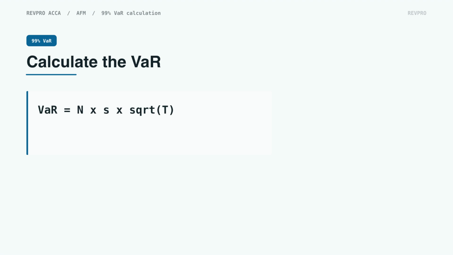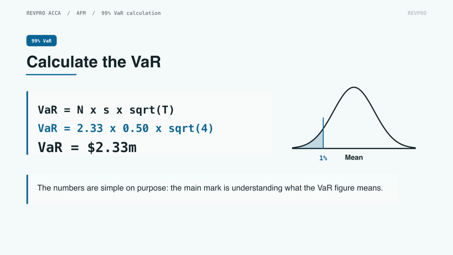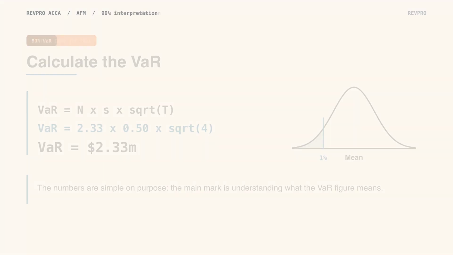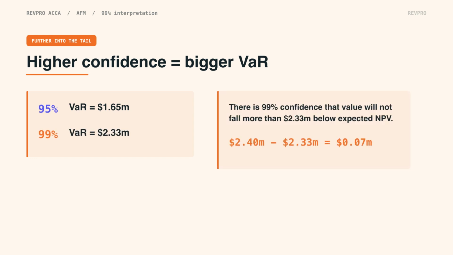For 99% confidence, N is 2.33. So VAR equals 2.33 multiplied by 0.5 multiplied by the square root of 4. That gives $2.33 million. This VAR is bigger because 99% confidence looks further into the downside tail. CocoaCraft is 99% confident that the project will not fall more than $2.33 million below expected NPV. The 1% downside threshold is 2.4 minus 2.33, which is $0.07 million.